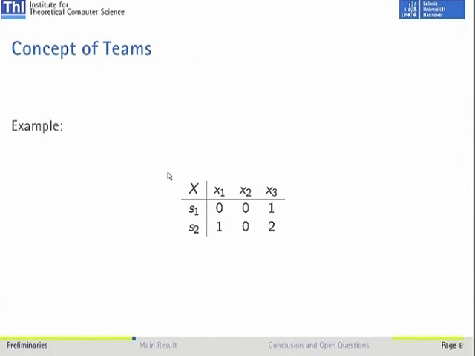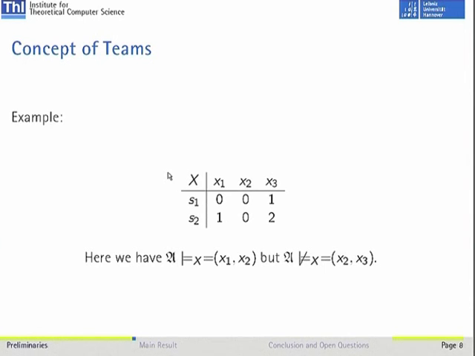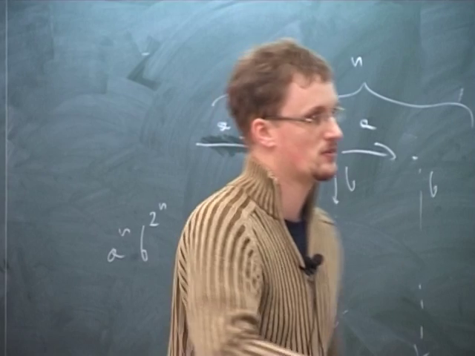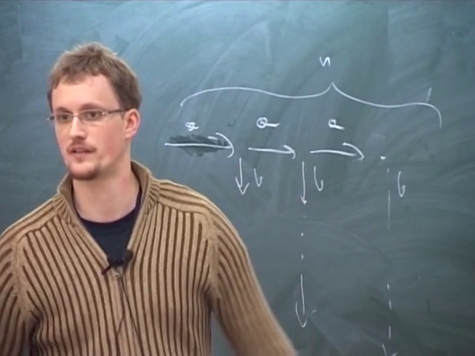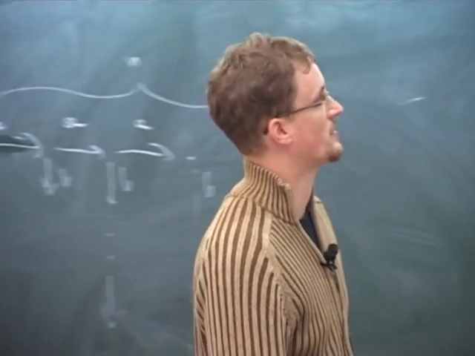Okay, here's an example for the dependence atom. This is a team. So these are the assignments. S1 is an assignment and S2 is an assignment. And here we can say, for example, that X1 determines X2, because if we check this by the semantics, then we'll see that the values in S1 and S2 for X1 are not equal. So the values for X2 don't have to be equal. They are anyway, but they don't have to be.